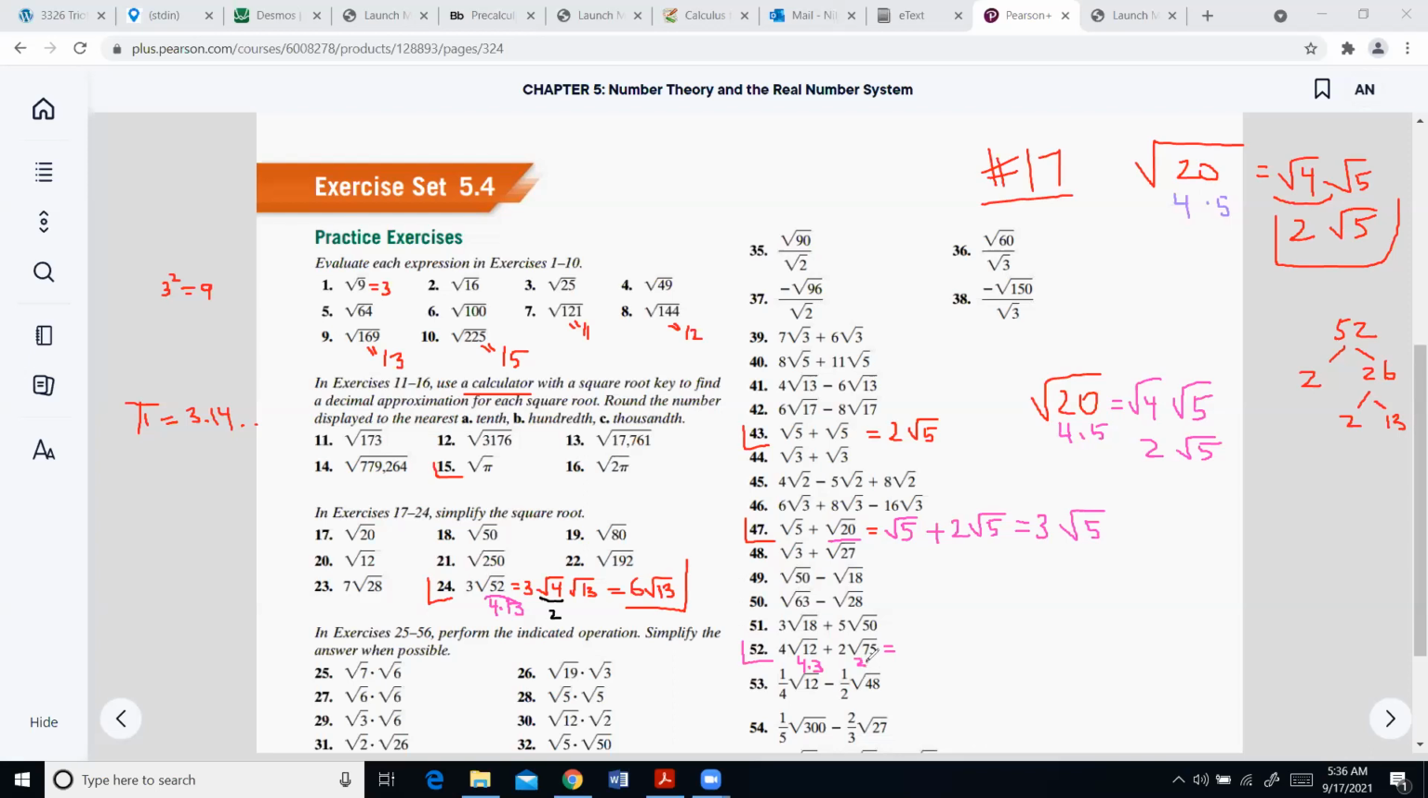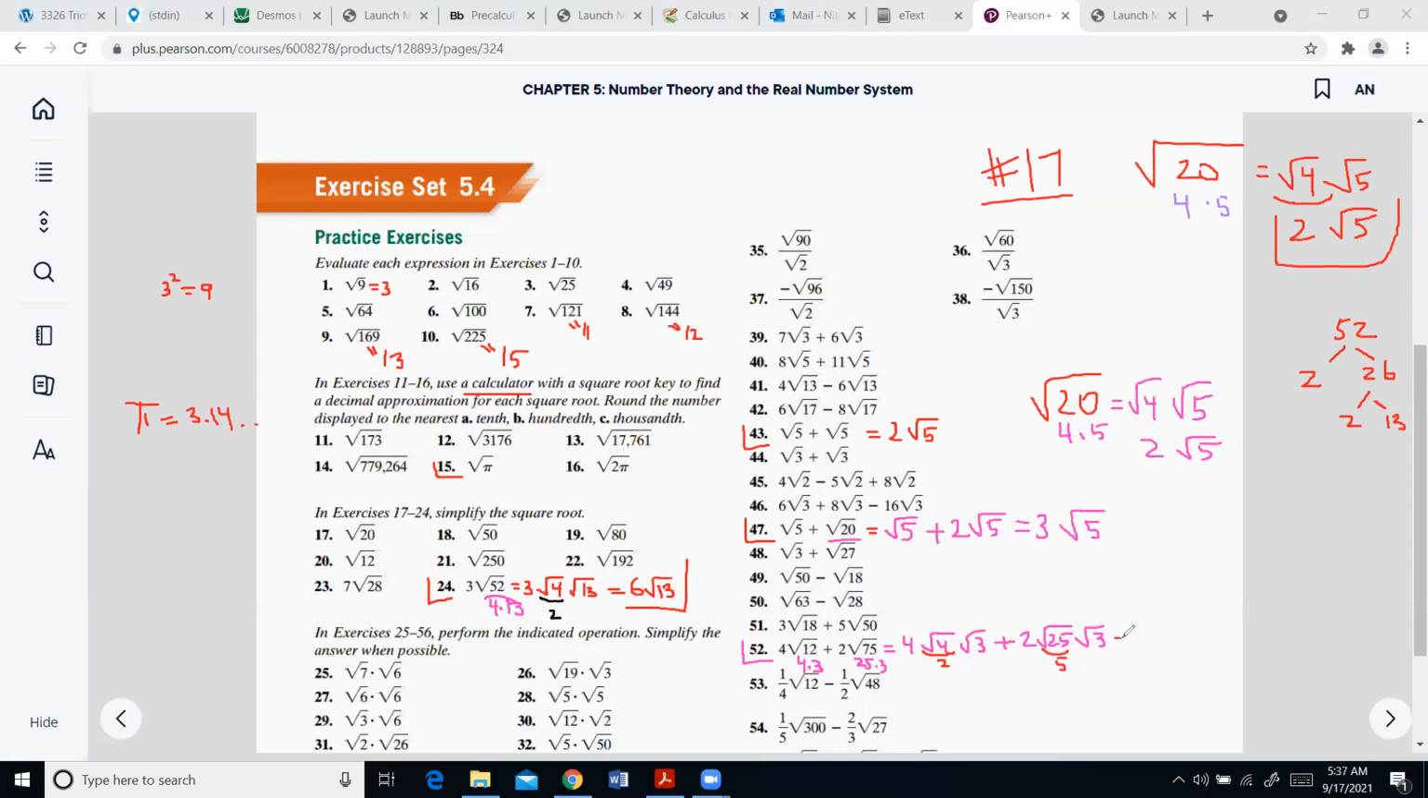So I noticed that these numbers such as 75 and 12 could both be factored with 3 and a perfect square. So what I have here is a 4, and then I have square root 4 times square root 3, right? That's my first piece. Plus, second piece, I still have a 2, but then I also put square root 25 and another square root of 3. So that's how I start. The reason I do this is because I want to simplify those radicals. So this is going to be 2, and this is going to be 5.